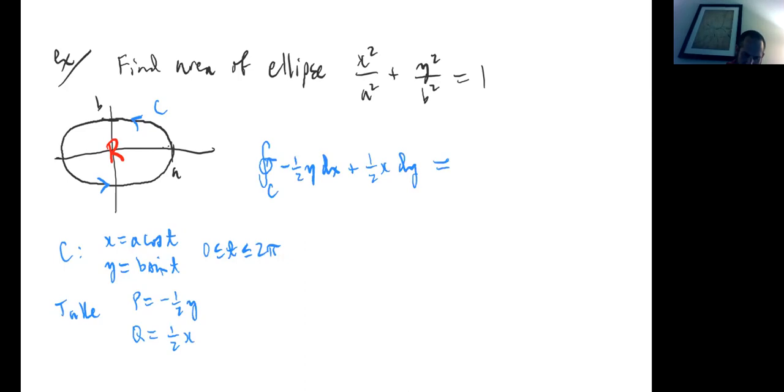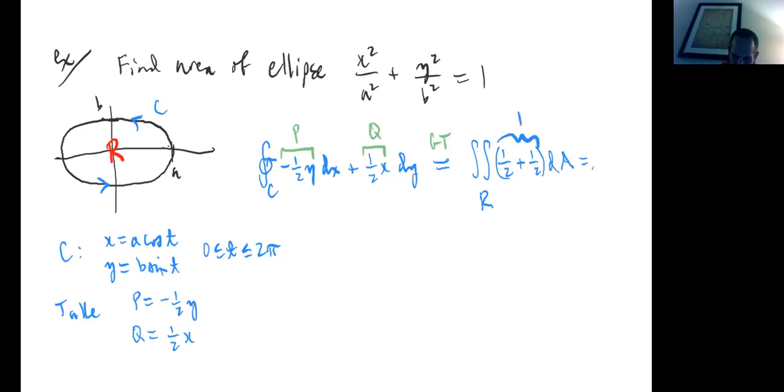be equal to, after all, this right here is P and this right here is Q. By Green's theorem, I'm writing in green because it's Green's theorem. By Green's theorem, this is equal to the double integral over R of Q sub x, which is 1/2, minus P sub y, which is plus 1/2, dA. Which, by the way, is just 1 for crying out loud. That's just the area of the region, area of R.